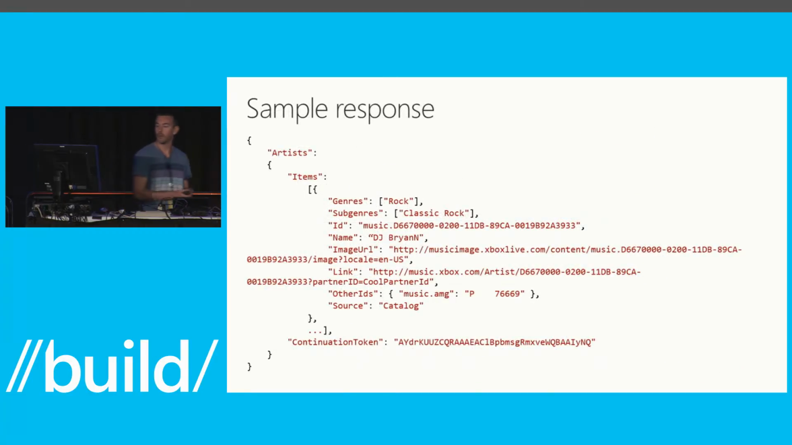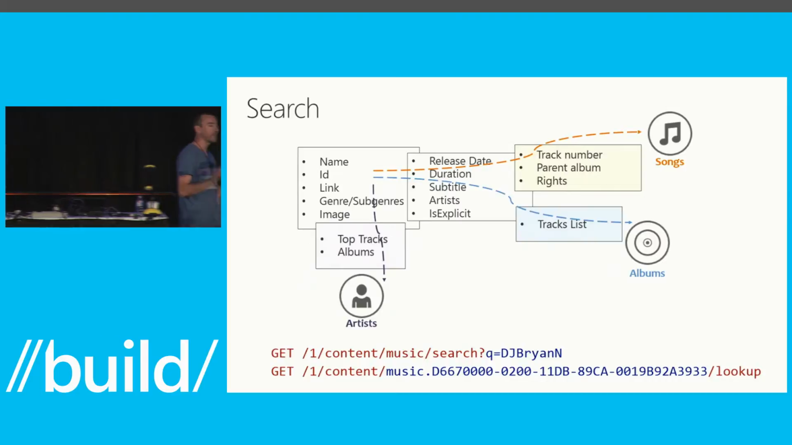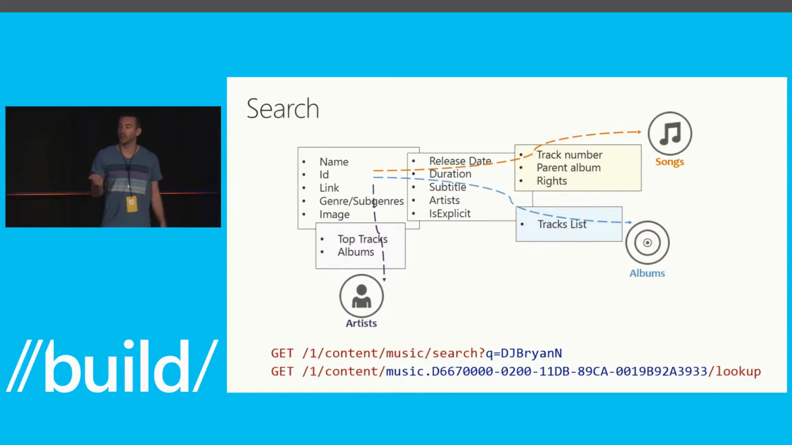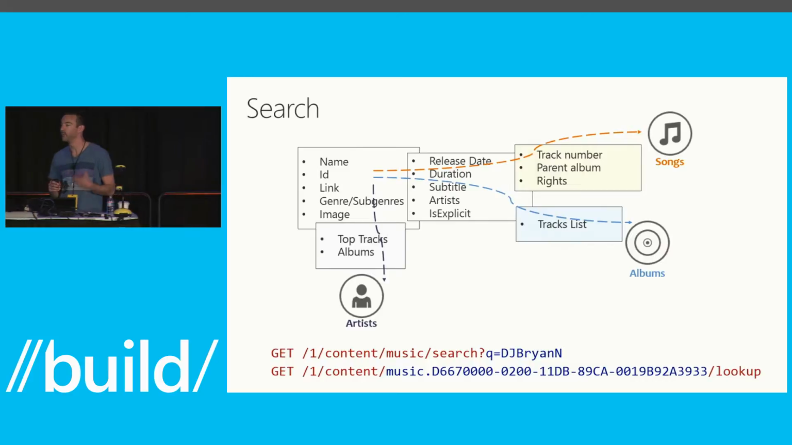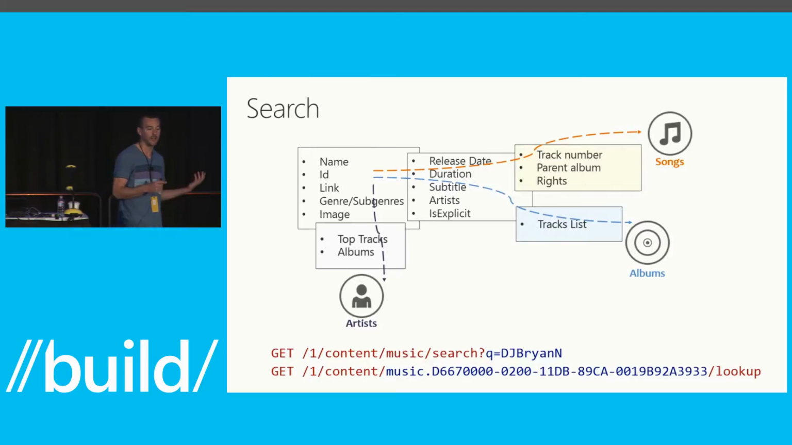Okay. Sorry about that. So the Xbox Music catalog is huge. Currently, we're at 38 million tracks and growing every day. And all these songs obviously have a ton of associated metadata. The search API from Xbox Music currently allows you to query a string, and it will return you a list of songs, artists, or albums that the name matches. Additionally, you can look up a particular item if you already have its ID.